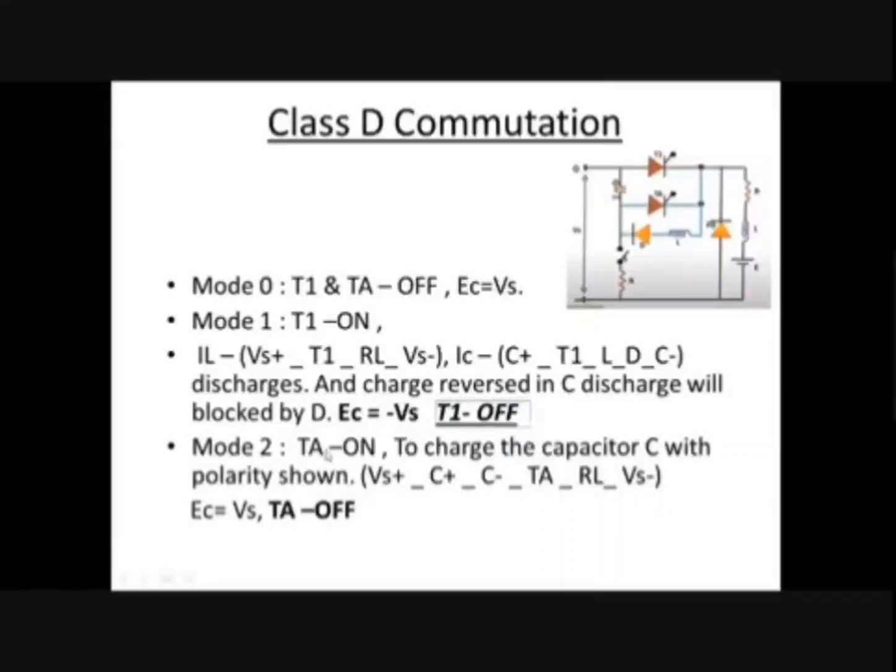soon as T2 is on, automatically the main thyristor will get turned off, and the capacitor once again will be charged in the opposite direction. Once the capacitor is charged in the opposite direction, automatically T also gets turned off. We call this commutation as a class D commutation.